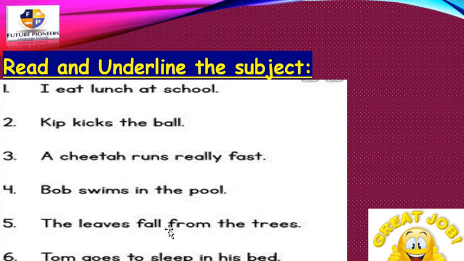The leaves fall from the tree. Can I ask here using who? We said that we use who for a person, people, or an animal. Can we use what or who here for the leaves? Yes, we have to use what. What falls from the tree? The leaves. So the words the leaves here are at the very beginning of the sentence. Tom goes to sleep in his bed. Who goes to sleep in his bed? Yes, it's Tom. And Tom here is the doer of going to sleep in his bed.